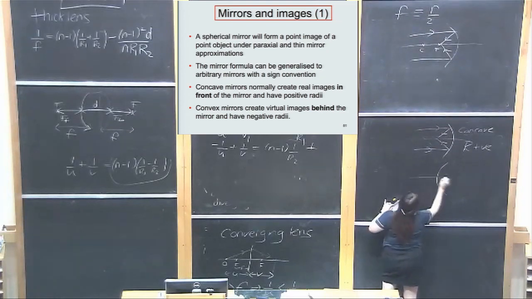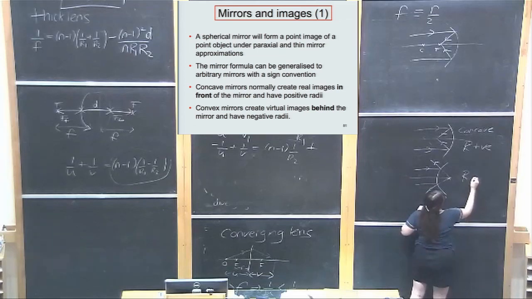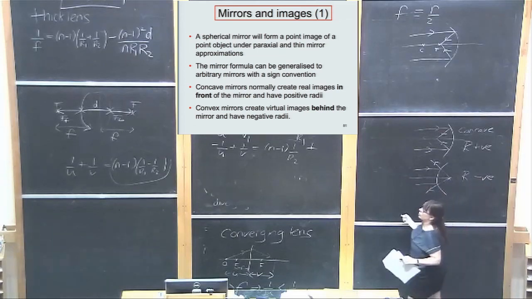Convex mirrors will form virtual images like that, and radius of curvature negative in our real-is-positive convention. Okay.